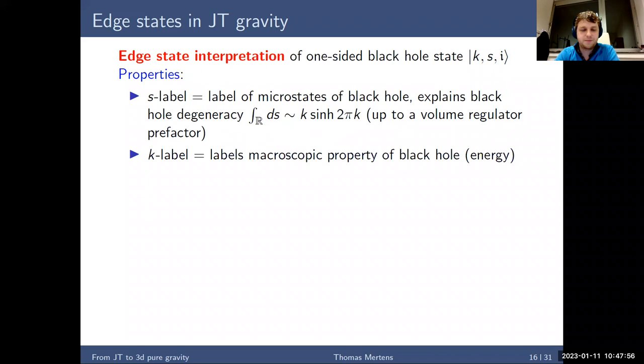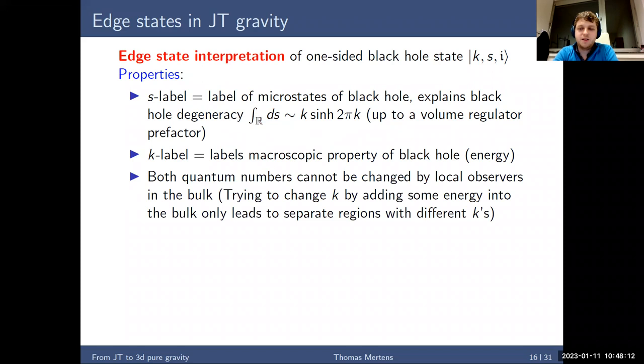And then the K label itself just labels the macroscopic property of the black hole, or the energy, because K squared was just the energy of our spacetime. Now, both of these quantum numbers cannot be changed by local observers in the bulk. The S label is obvious, because it is really living at the entangling surface, or at the black hole horizon. You cannot access it unless you go through the black hole horizon. If you're an outside observer, you cannot get to that S label or change it or do anything with it.